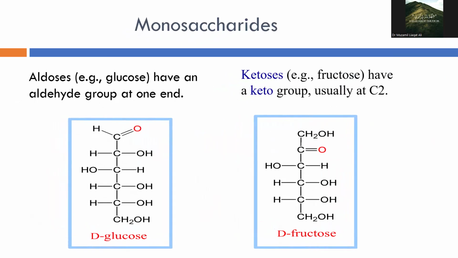Aldoses contain a terminal aldehyde, CHO group, right? Ketoses contain a keto group, that is CO group, almost always at C2 or carbon number 2. Glucose is an aldohexose. Fructose is a ketohexose. This distinction dictates their reactivity. Aldoses are stronger reducing agents and participate in the Maillard reaction relevant to diabetic complications, right?